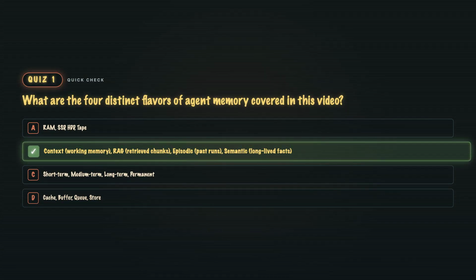B. Memorize this 4-way split. Context is the token window. RAG is retrieval from a corpus. Episodic is past runs, your agent's diary. Semantic is long-lived facts about the user or the domain. When a marketing page says memory, it is doing one of those 4. Knowing which one lets you debug your agent instead of just wishing it worked.